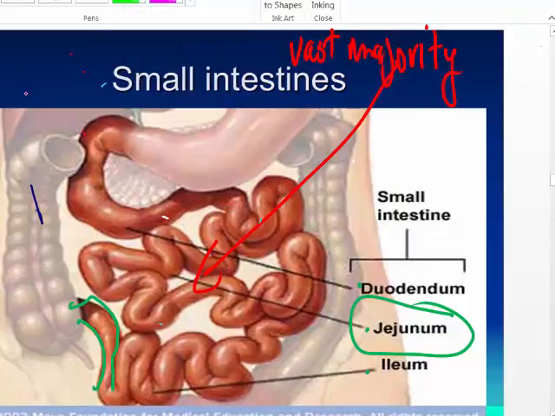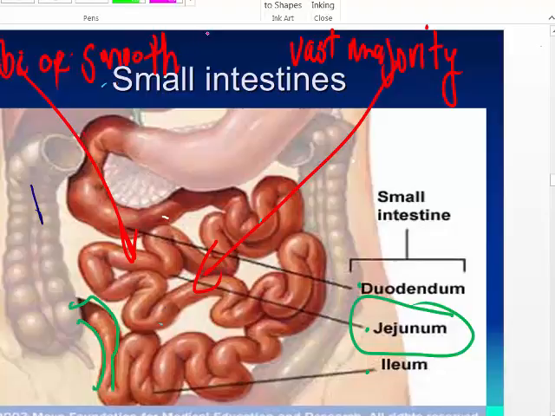Now, a couple of things, and you should write these down, about the small intestines. It's a tube of smooth muscle. Right? Smooth muscle. And the small intestines go through peristaltic waves about 20 to 30 times a day. So when you think you hear your stomach rumbling, what you really hear is the movement of fluid and food, partially digested food, in your small intestines. 20 to 30 times a day.